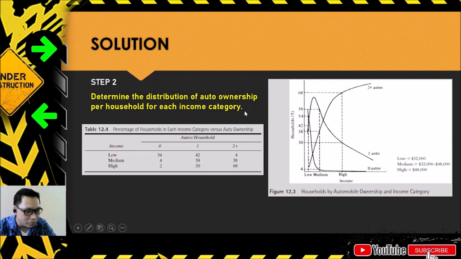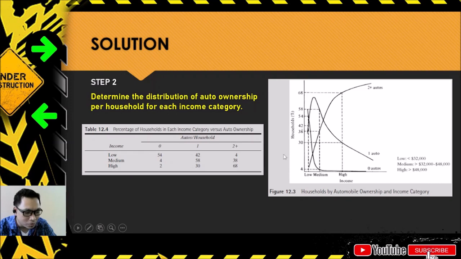Next is to determine the distribution of auto ownership per household in each income category. So we have the figure right here, households by automobile ownership and income category. We have the categories of income, low, medium, and high, and the number of autos per household. This line is for automobiles: 2 plus, meaning more than two, or two. Then we have 0 autos, and then we have one auto.